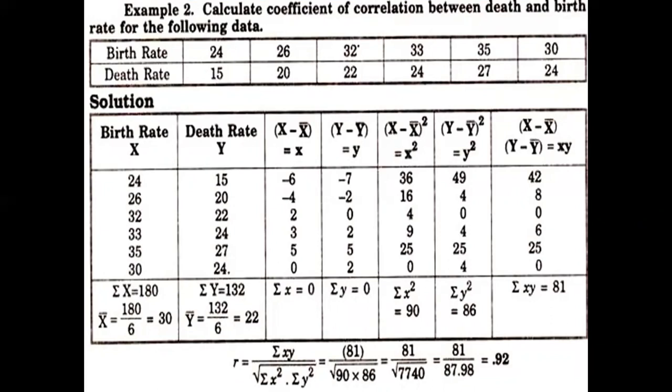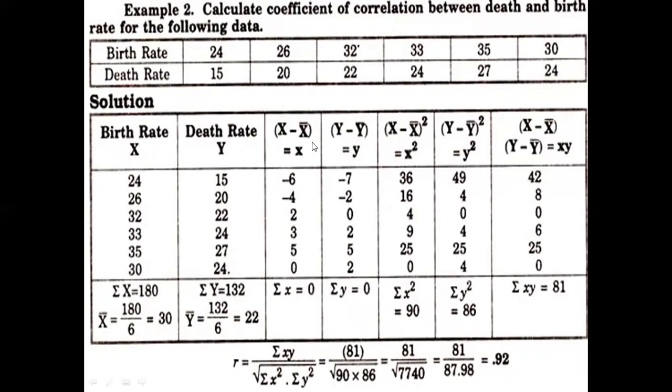So for getting the value of x bar, we need to calculate the mean of the x variable and the mean value of the y variable. So first we do the summation of all x values. Here the total is 180 divided by the number of items, which is 6. So 180 divided by 6, we have 30. Death rate, which is denoted by y, again do the summation. The summation sigma y equals 132 divided by the number of items, which is 6. The y bar equals 22. So we got both the means.